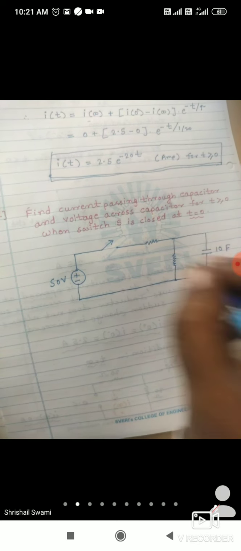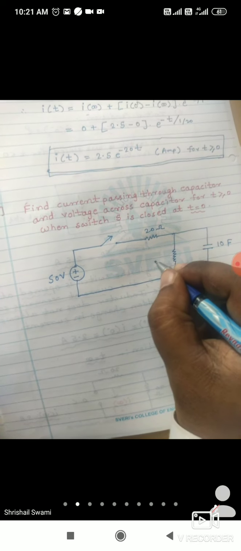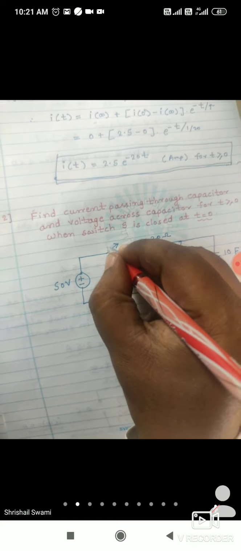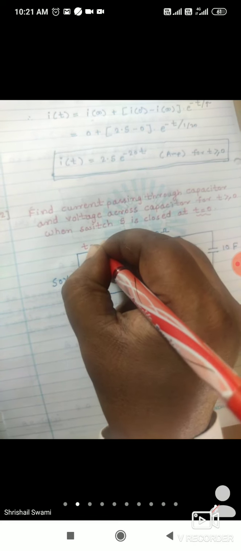The capacitor value is 10 farad. Resistors will be the same, 20 ohm, 20 ohm. And the switch is closed now. It is closing at t equal to 0.